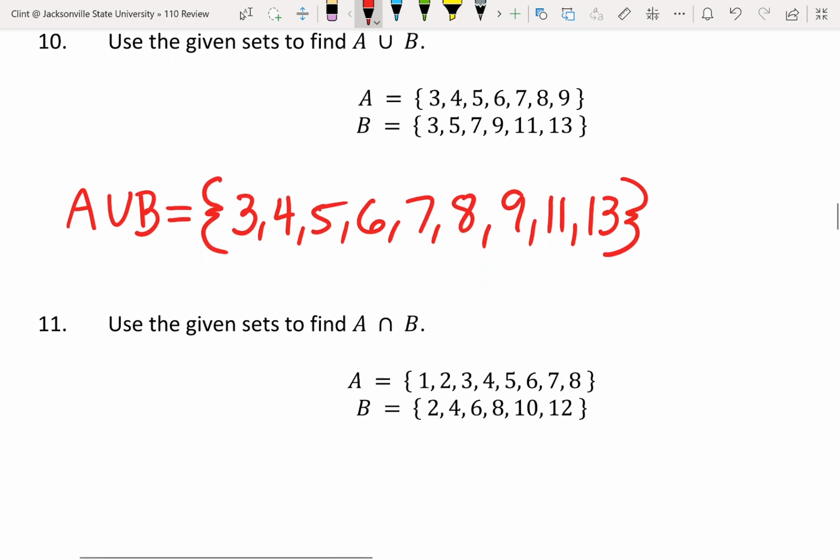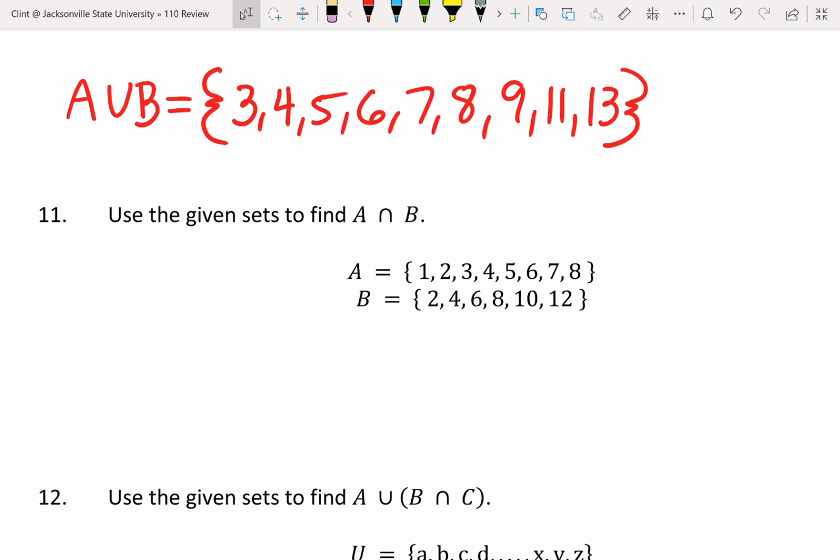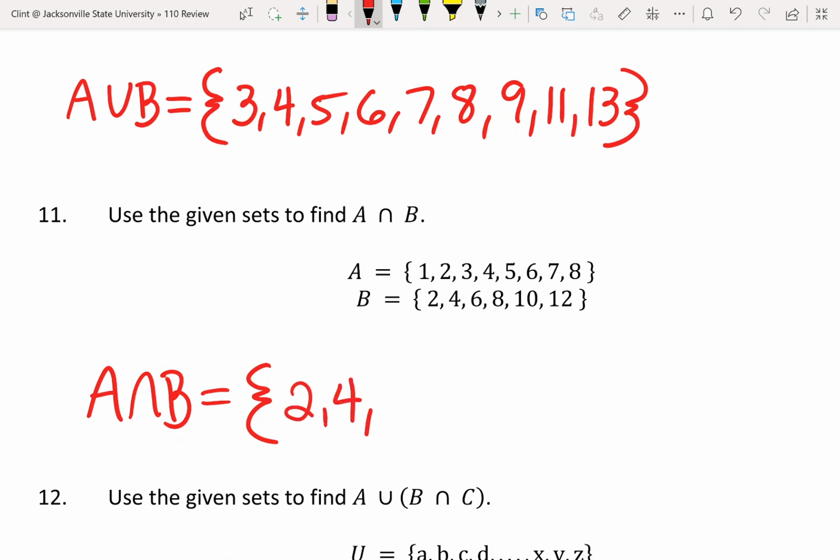And on 11, it says find A, it's the opposite direction, so this one's A intersect B, intersection of A with B. So how do we know which elements are in that set? If it's in both sets, then it's in the intersection, that's right. So it has to be in both to be in the intersection. So let's see, 2 is in both sets, 4 is in both sets, 6 is in both, 8's in both, and I think that's it.